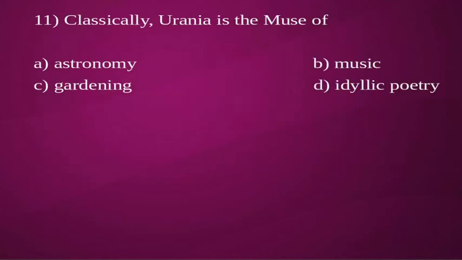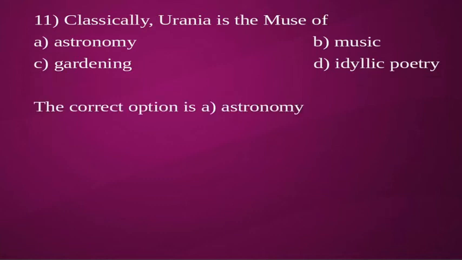Question number 11 is, classically, Urania is the muse of Option A, astronomy. Option B, music. Option C, gardening, and Option D, idyllic poetry. The correct option is A, astronomy.